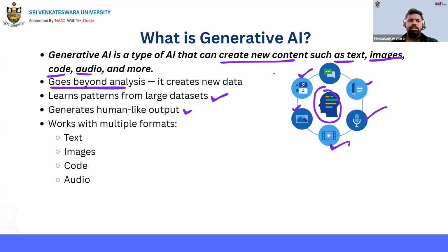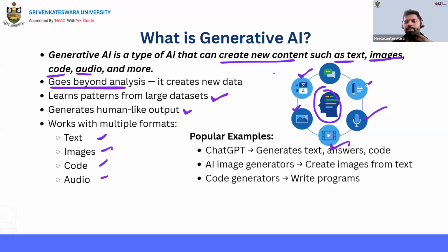If you take ChatGPT or whatever generative AI tools we have, that means Perplexity or Gemini or any Claude like that, they will teach you things. That means we can use those for educational purposes also. It works with multiple formats like text, images, audio, code, or even videos. All with different types of formats mentioned, right? This is about generative AI.